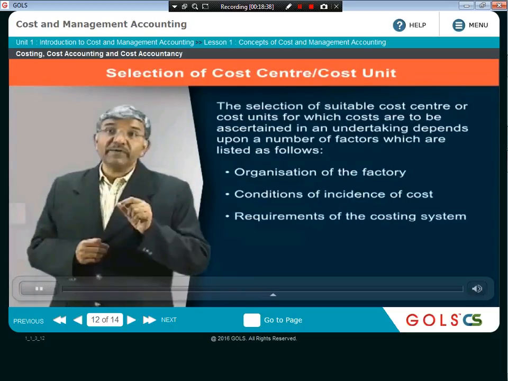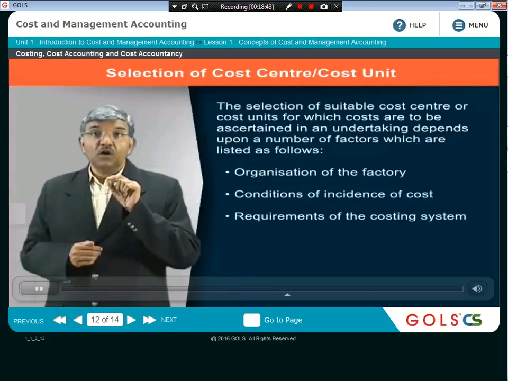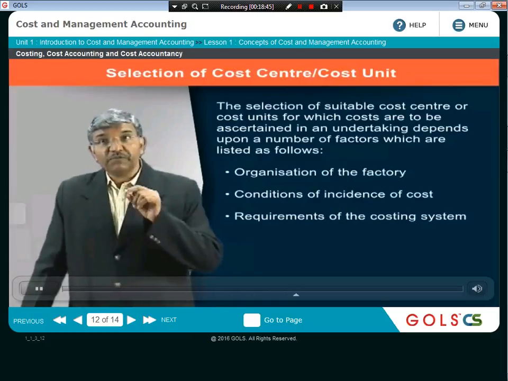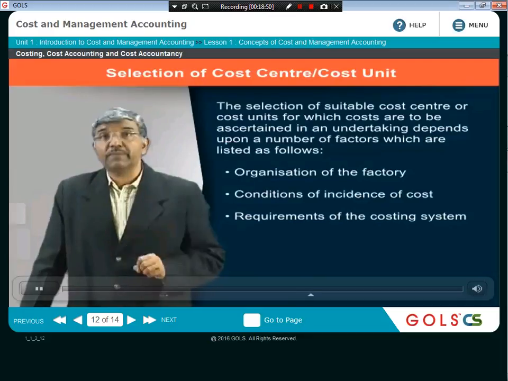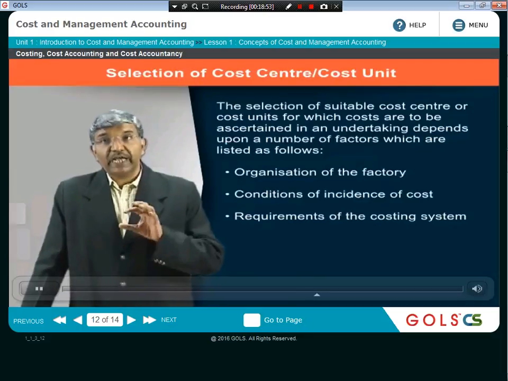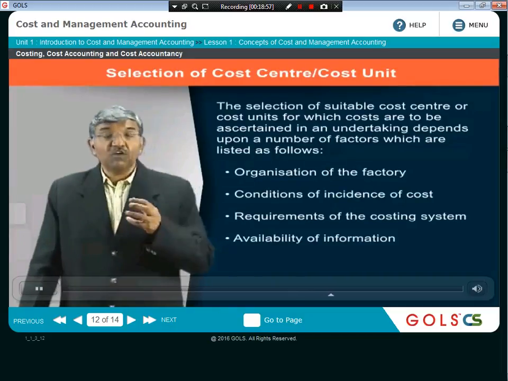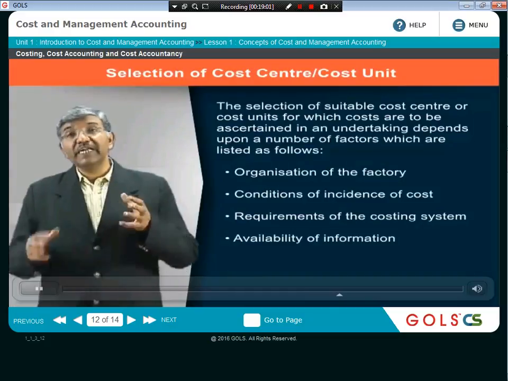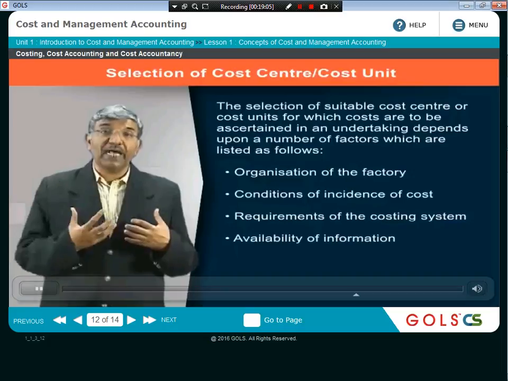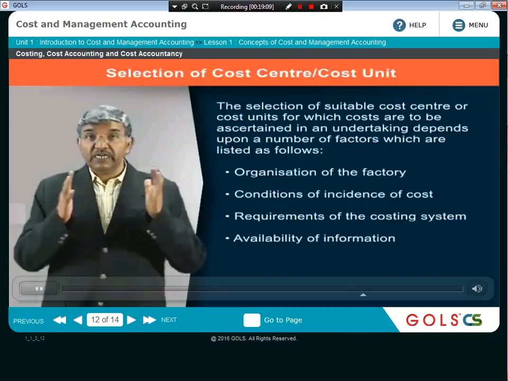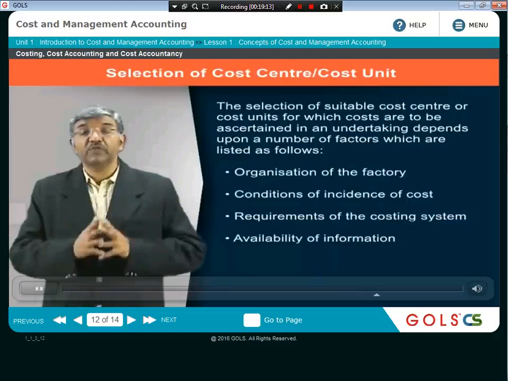Next, requirement of the costing system, that is suitability for the units or centers for cost purposes. So the requirement of a costing system, which cost system, how the cost system is to be implemented, so that accordingly you can decide the units or centers for cost purposes. Availability of information. How you are getting the costing information. If you are getting costing information in a proper feedback manner, in that case, accordingly you can fix the smallest to smallest cost center.